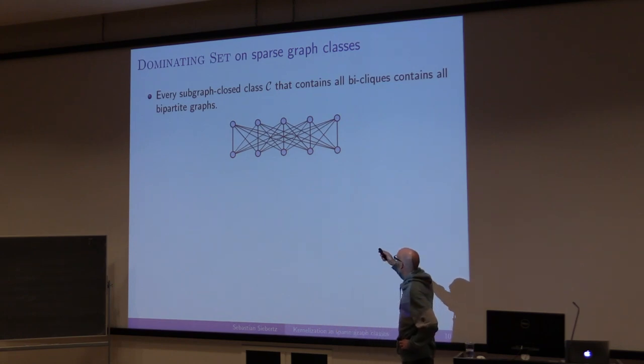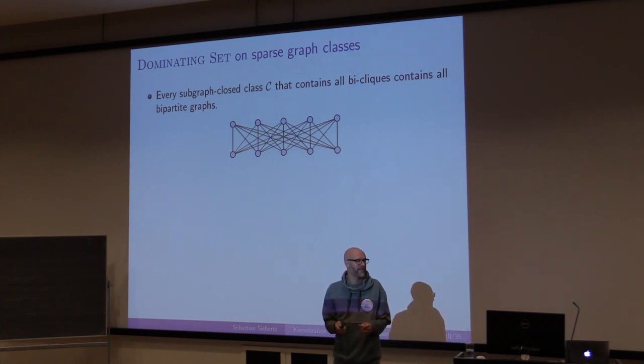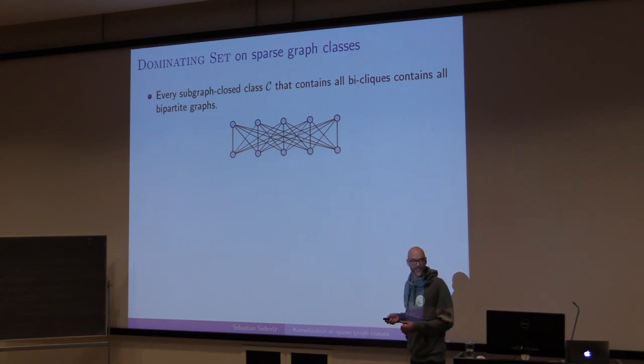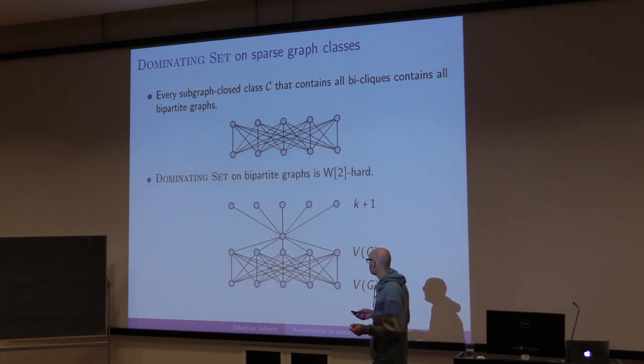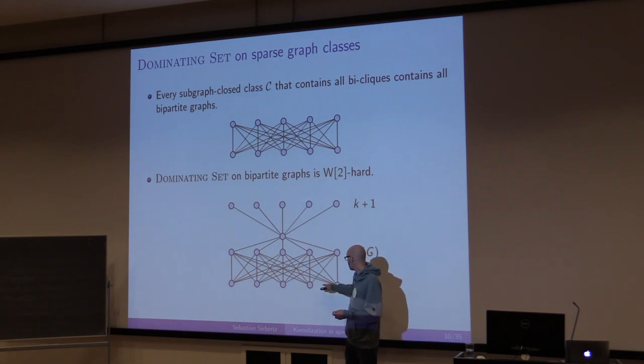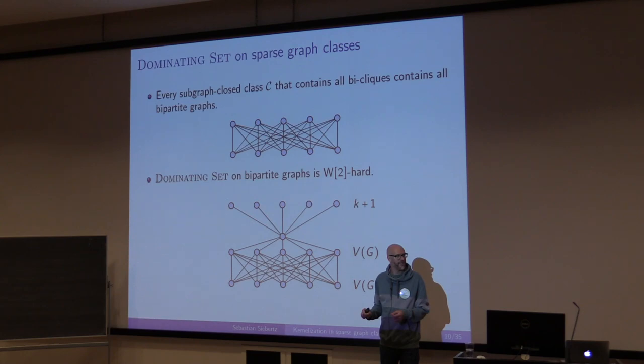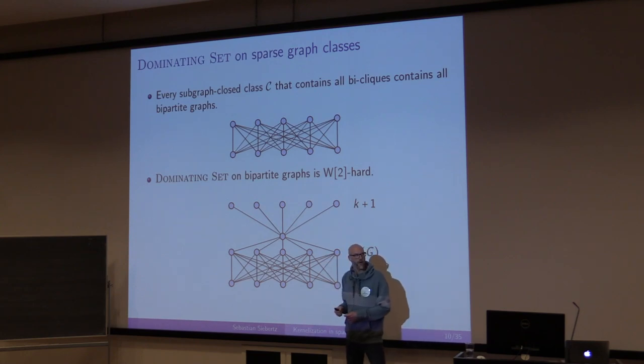Yeah, so starting with all bicliques, we can again delete edges and end up at any bipartite graph that we like. And now, dominating set on bipartite graphs is just as hard as on general graphs. There is a very simple reduction. If we have a graph G, we make two copies of this graph, and we don't connect the vertices by the edges in the original graph, but we connect them by their copies and by themselves. Yeah, so every vertex dominates exactly what it dominated originally, just in the other copy.